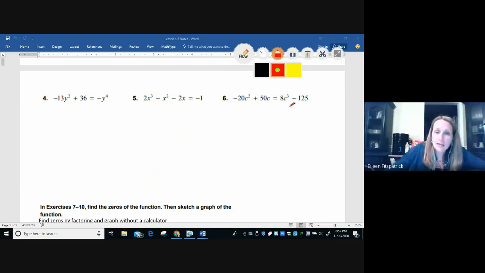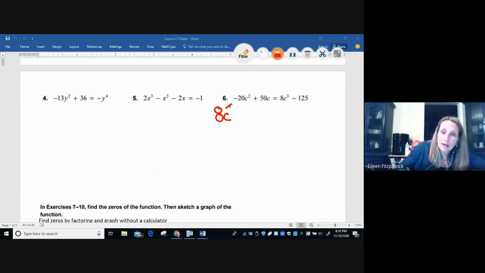All right, so setting it equal to 0, I want my lead coefficient, which is the highest exponent, to be positive. So I'm going to leave the 8c cubed on the right-hand side and move everything to the right-hand side so that my lead coefficient is positive. So I'm going to have a positive 8c cubed.